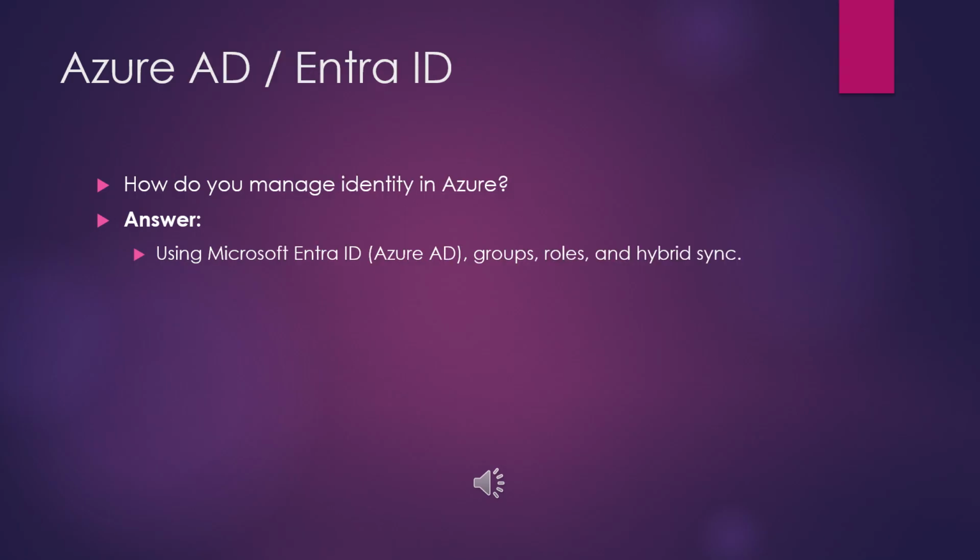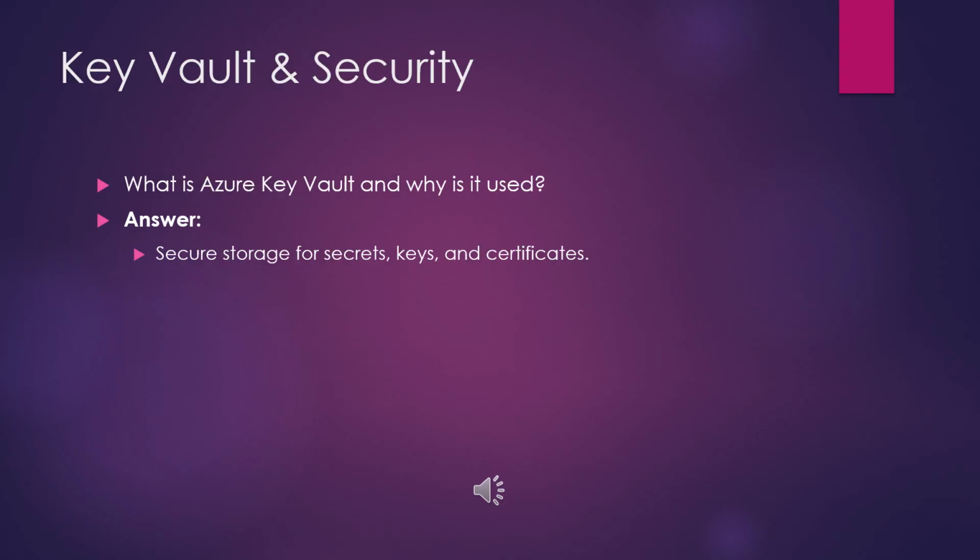In hybrid environments, we use Azure AD Connect to sync on-prem users to Azure. For example, when a new employee joins, creating a user in Active Directory automatically syncs to Azure. In one project, instead of storing passwords in code, we stored them in Key Vault. Applications securely fetch secrets at runtime. This improves security and avoids exposure.